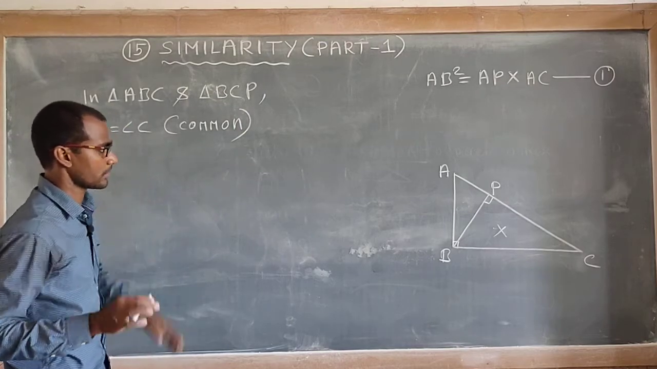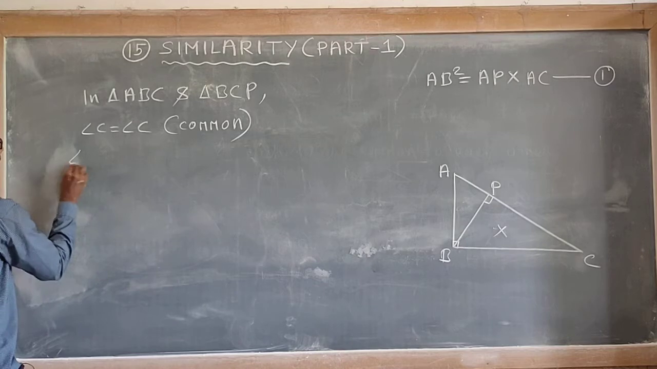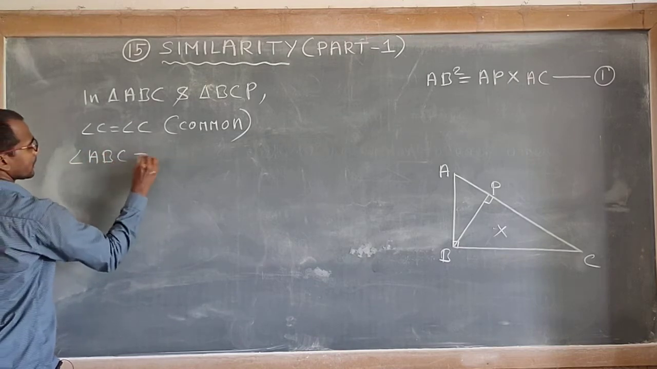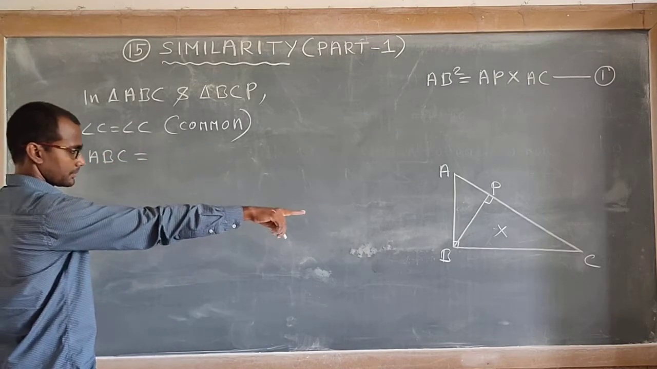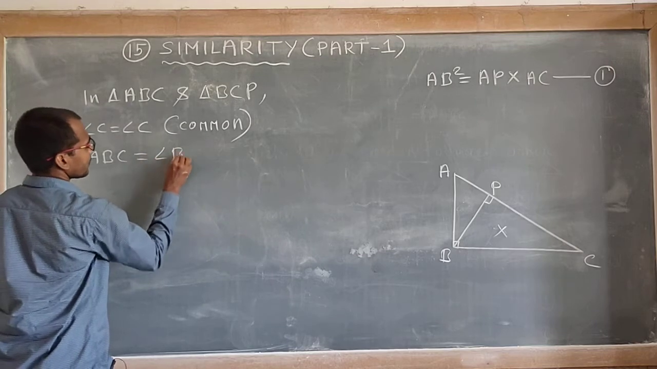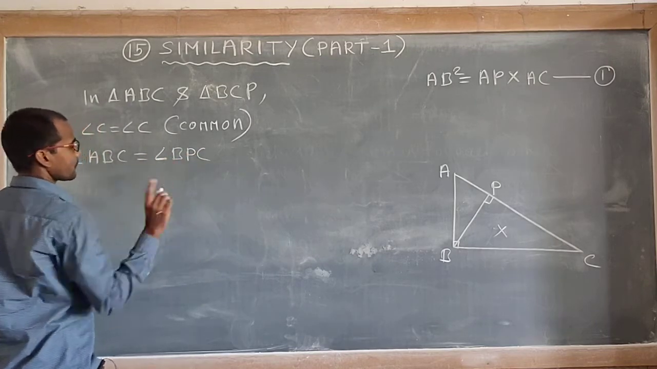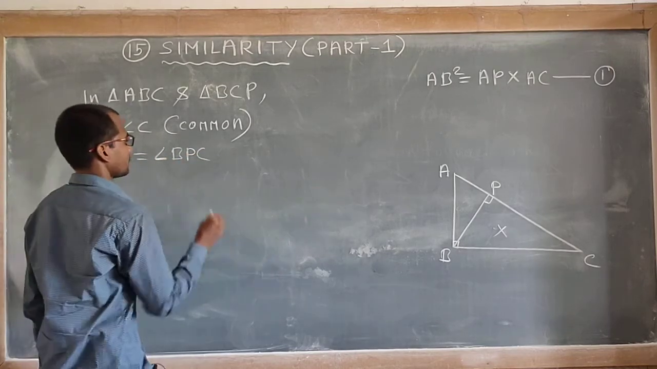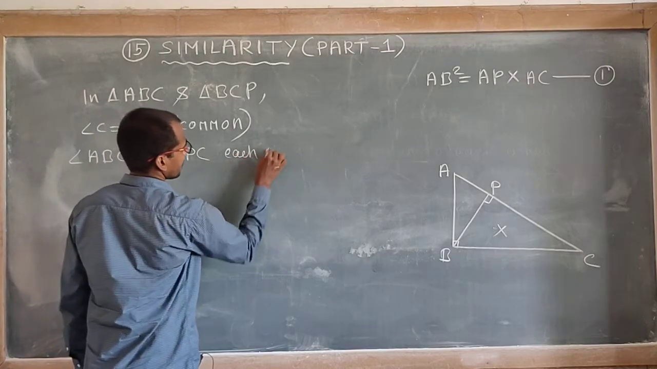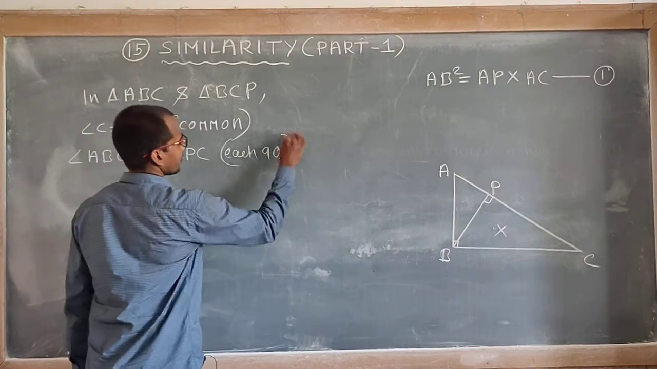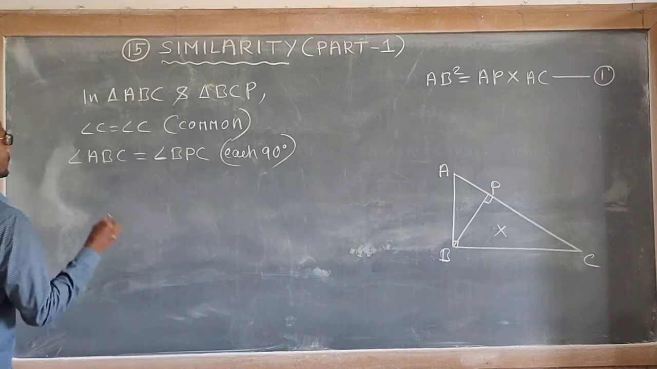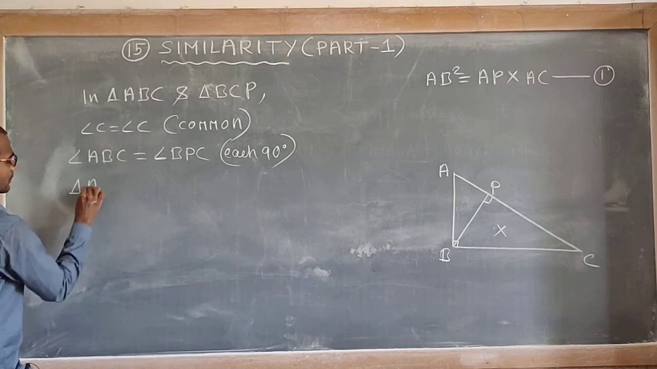Now any other angle? Sides we cannot take common. Any other angle? Yes. Angle ABC is 90 degrees. You can see in the diagram. Angle BPC is also 90 degrees. You can see in the diagram. So each is 90 degrees.